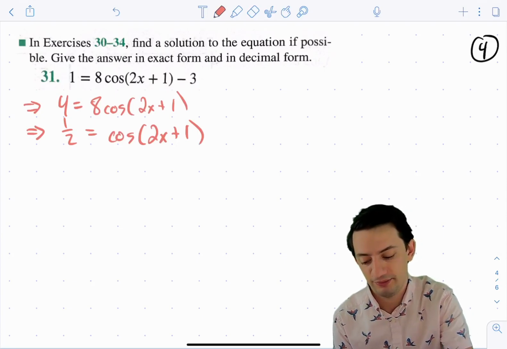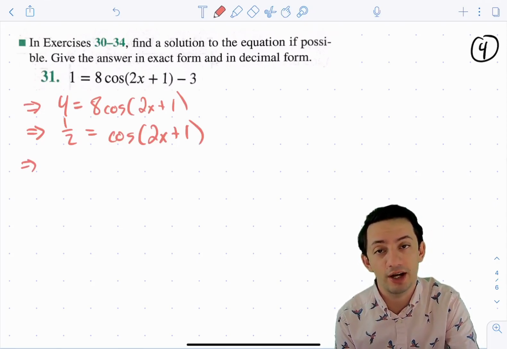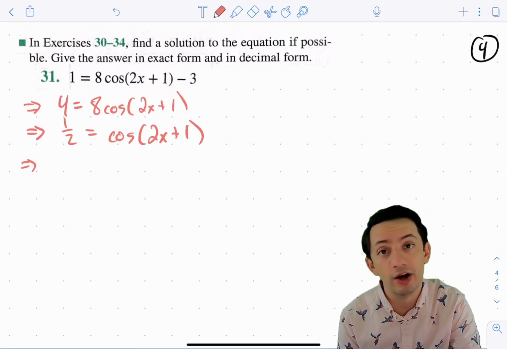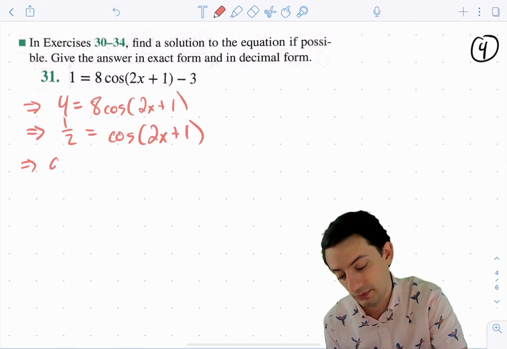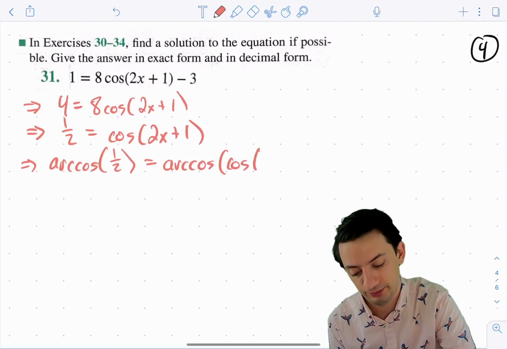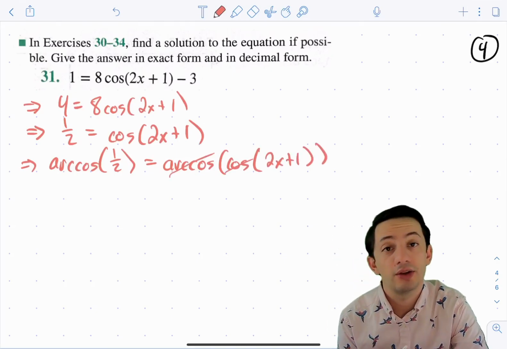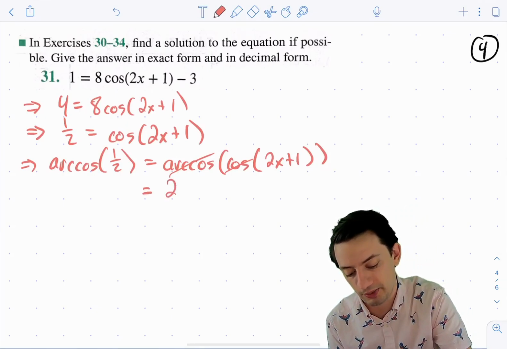to both sides. So this is kind of like in 1.4, where when we had a log, we could do a to the power of both sides to undo it. Or if we had an exponent, we could do the log of both sides to undo it. The inverse undoes the original function. So on the left, we have arc cosine of 1/2. On the right, we have arc cosine of cosine of 2x plus 1. And because they're inverses, those are going to cancel. So the right-hand side is just 2x plus 1.